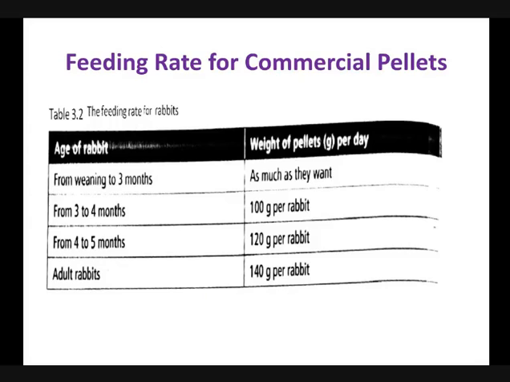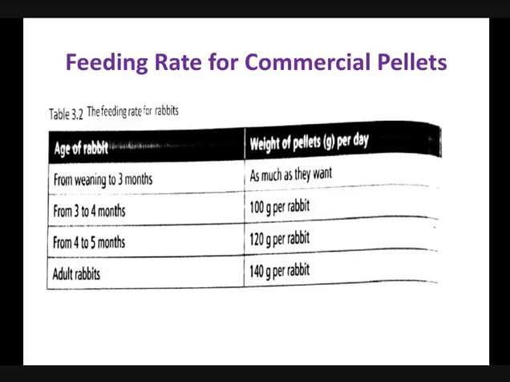From 3 to 4 months, you give them 100 grams per rabbit. So if you have 5 rabbits in there, that is 3 to 4 months, it is going to be 500 grams that you need to give them because each rabbit requires 100 grams per day. If the rabbit is 4 to 5 months, you give each rabbit 120 grams per day. And when they get to adult age, 5 months or older, you give them 140 grams per rabbit.